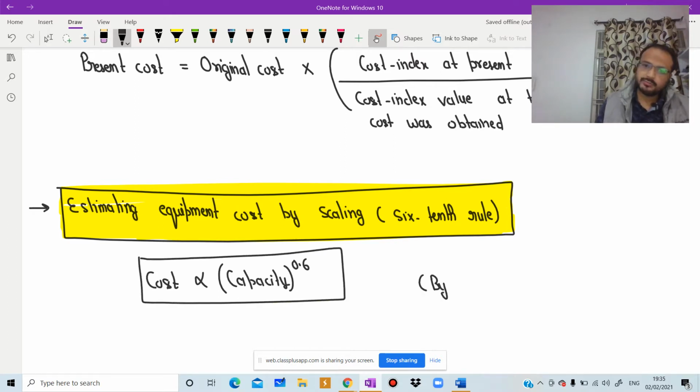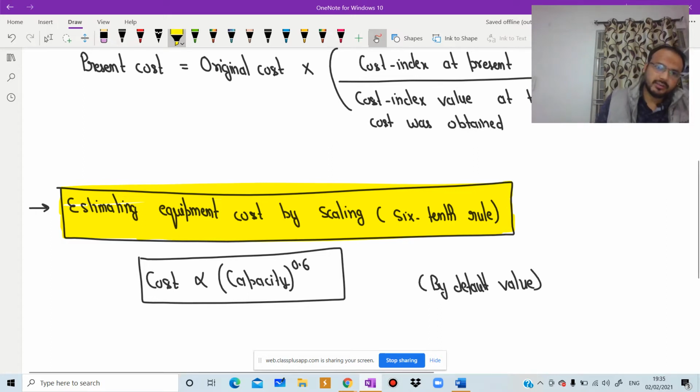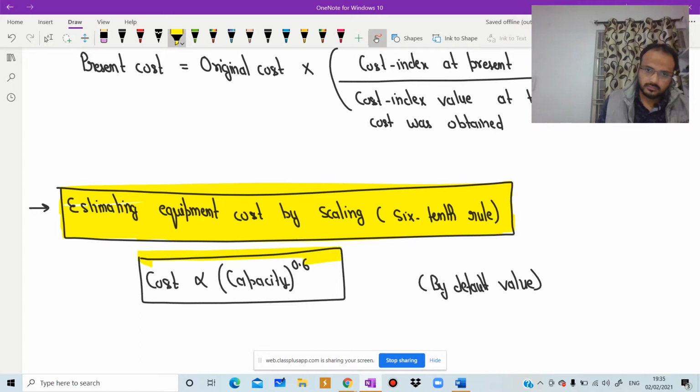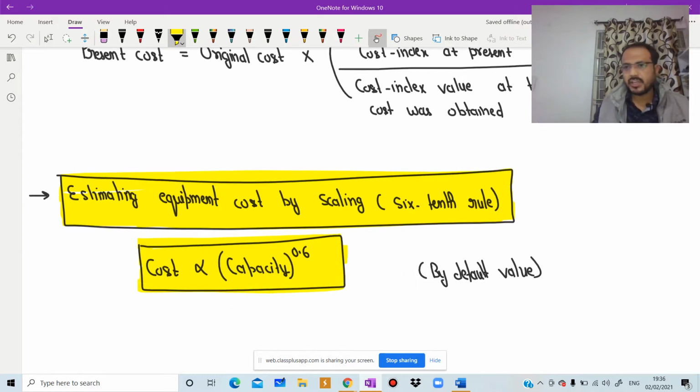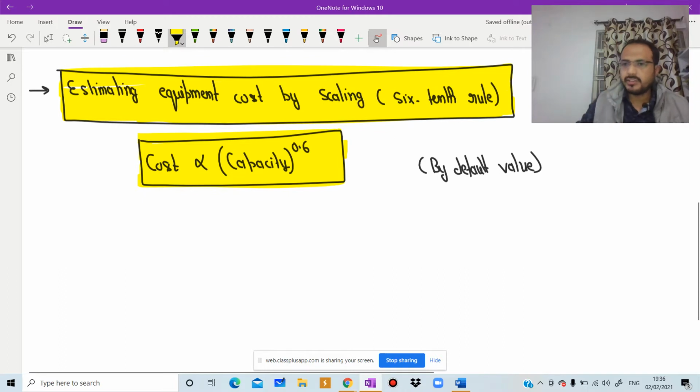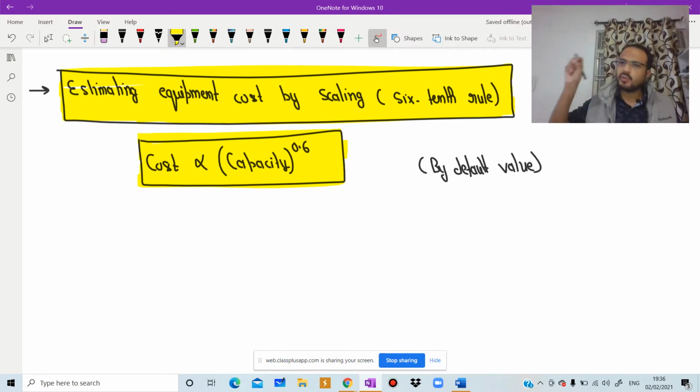And this is the default value. If nothing is given, then we will take 0.6. Otherwise, sometimes you will get 0.54 or 0.5 in the question, and then we will go according to that. And capacity is different for different equipment. For a heat exchanger, area is the capacity. For a container or any vessel, volume is its capacity.